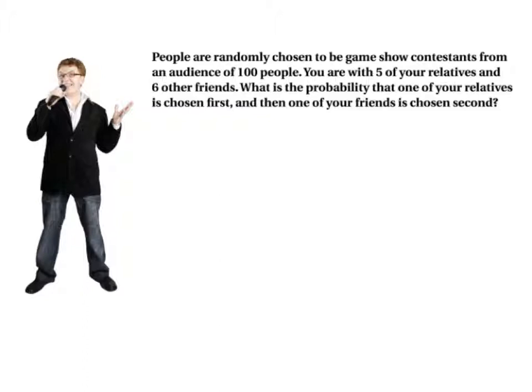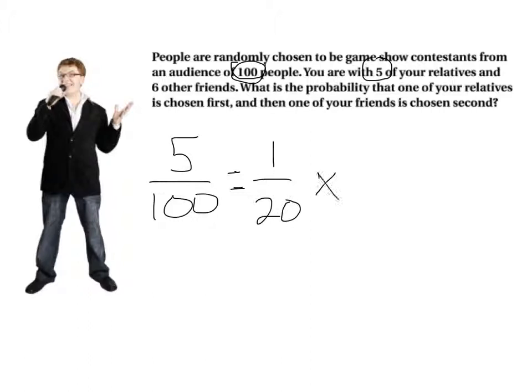Alright, let's put this into an example. This is people randomly chosen to be game show contestants from an audience of 100 people. You are with 5 of your relatives and 6 other friends. What's the probability that one of your relatives is chosen first and then one of your friends is chosen second? Well, the first time, your probability would be 5 out of 100 because there is a total of 100 people and there's 5 of your relatives. By the way, we could quickly reduce that, make life a lot easier on us, to 1 out of 20. We need to multiply that by the probability of the second thing. There is 6 of your friends.